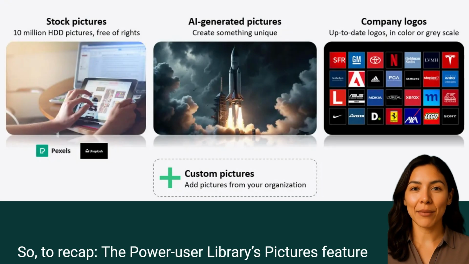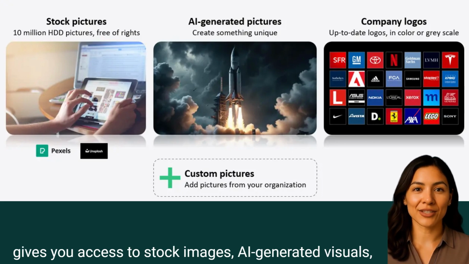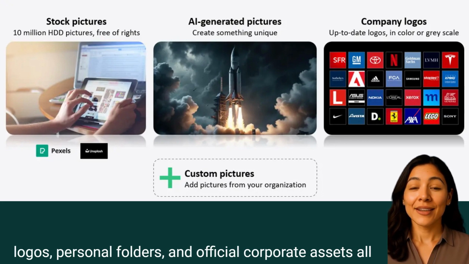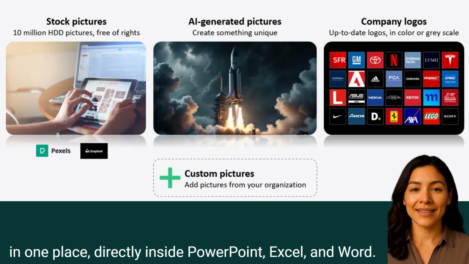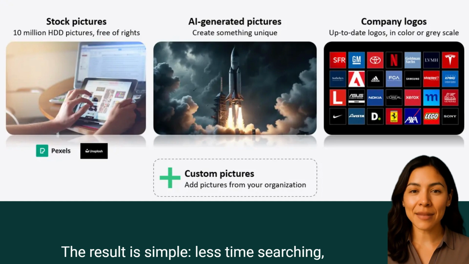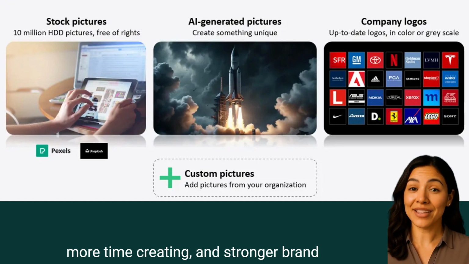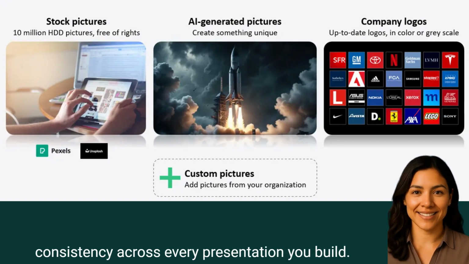So to recap, the Power User Library's Pictures feature gives you access to stock images, AI-generated visuals, logos, personal folders, and official corporate assets all in one place, directly inside PowerPoint, Excel, and Word. The result is simple: less time searching, more time creating, and stronger brand consistency across every presentation you build.